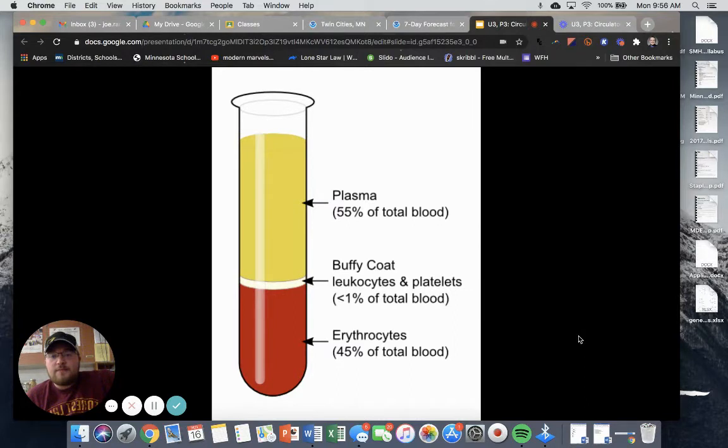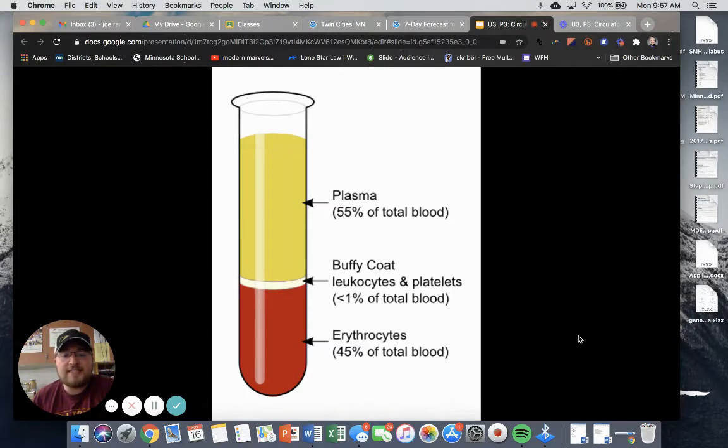The first is plasma, and that's going to rise to the top. And plasma is about 55% of your total blood, so over half. And you probably have heard of the word plasma before. It's that state of matter that people oftentimes forget about because there's solid, liquid, gas, and plasma is the fourth one. So that's plasma. The next one is buffy coat.